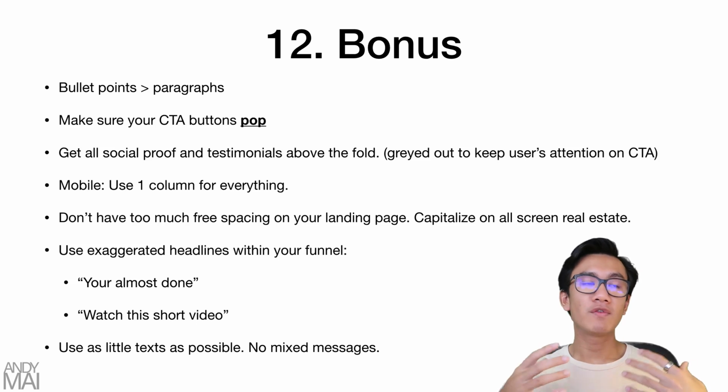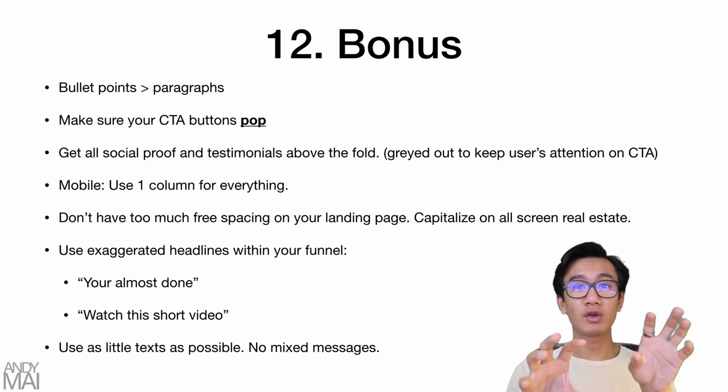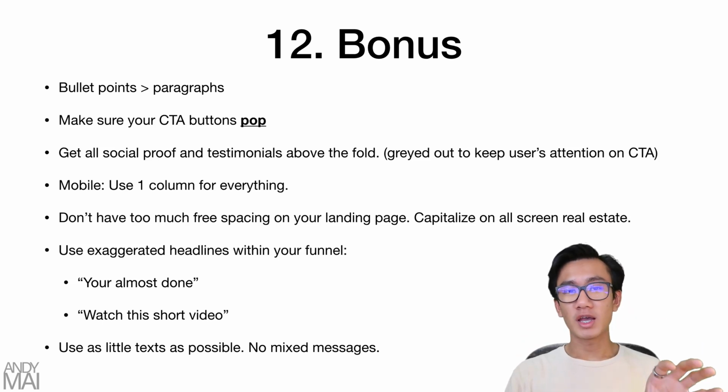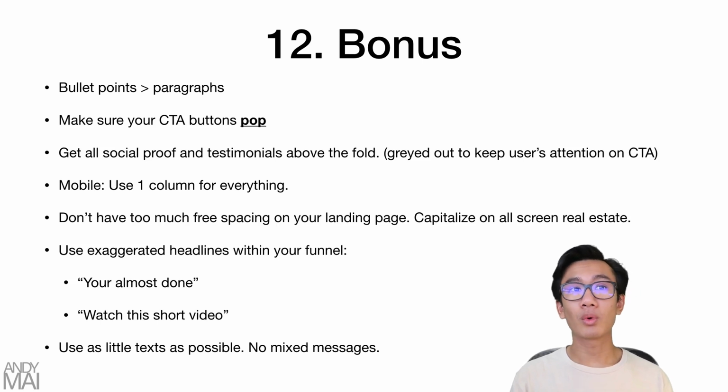Tip number 4, if you're optimizing for mobile, you want to make sure you use one column for everything, because if you create 2 columns for certain rows, it's just too small and it's hard for users to read on their phone.